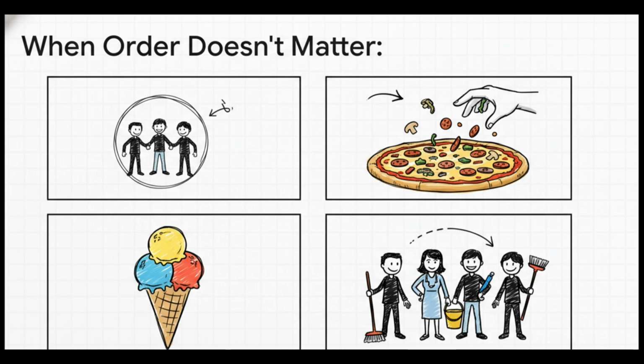Does it matter who was picked first, second, or third? No way. The committee is the same group of people. Choosing your pizza toppings, picking flavors for an ice cream cone, or just forming a cleanup crew. These are all combinations, because the final group is what counts, not how you got there.